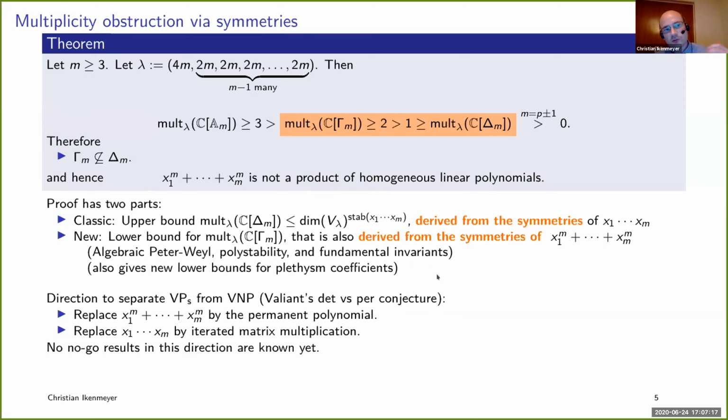And if we want to go in the direction of separating serious complexity classes like the determinant versus permanent conjecture, you would have to replace these polynomials, because those are the simplest things that you could think of. So this is just the power sum. You want to, in the end, have something like the permanent polynomial here. And this is the product. You want to have something like iterated matrix multiplication or determinant or things like this, right? And there are no no-go results in this direction known yet. So we want to see how far we can go with this.